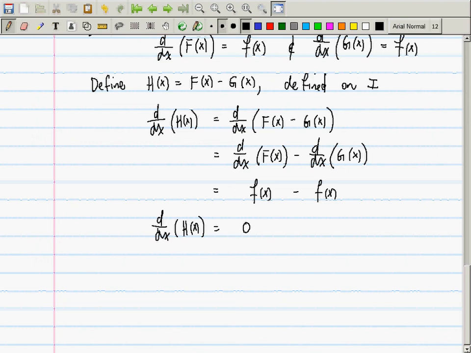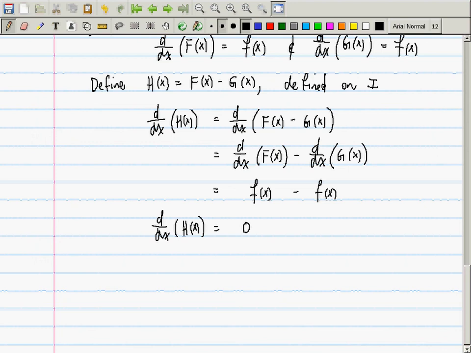if you will recall, the fact that little f is defined on I means it's defined everywhere, and the fact that big F and big G are antiderivatives of little f means that they are differentiable everywhere. So we have big F is differentiable on an interval, big G is differentiable on an interval, and H, the difference between those things, is therefore differentiable on an interval. So we have a function which is differentiable on an interval, and its derivative is zero on that interval.